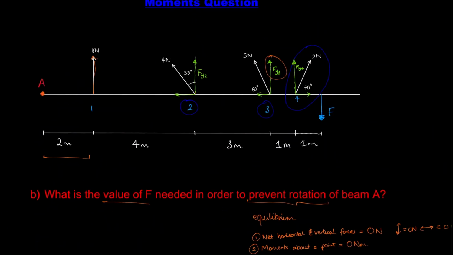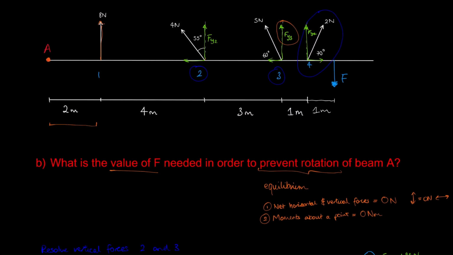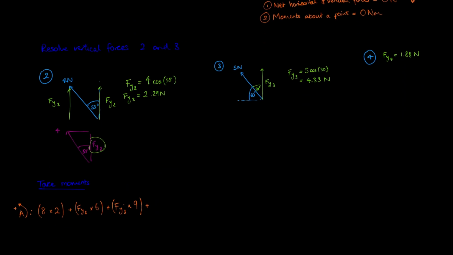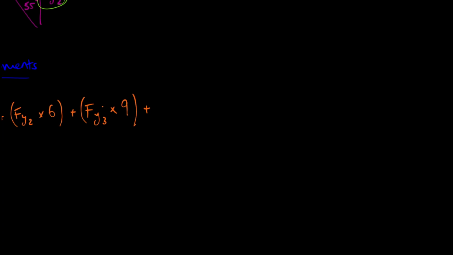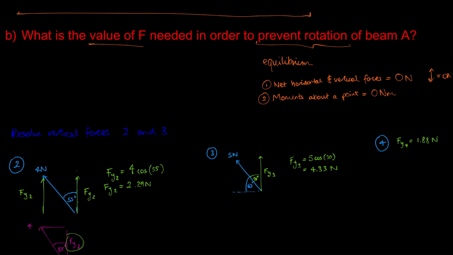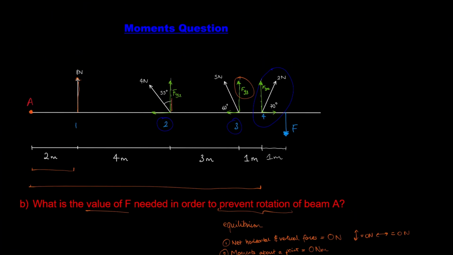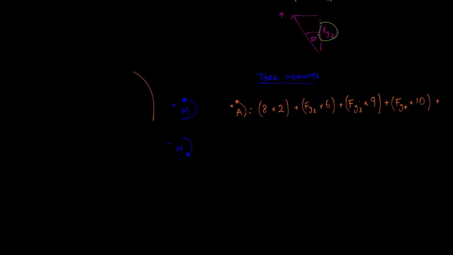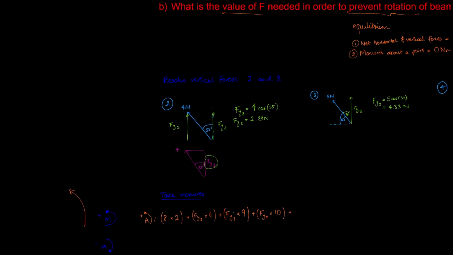Plus Fy4 is at a distance of, how many is that? 10 meters. And Fy4 we said was 1.88. Fy4 times by 10 meters, plus. Notice how these have all been going upwards. So they all have been positive moments because of our sign convention. Because we stated positive moments going this way, they have all been plus. So we haven't yet seen a minus.